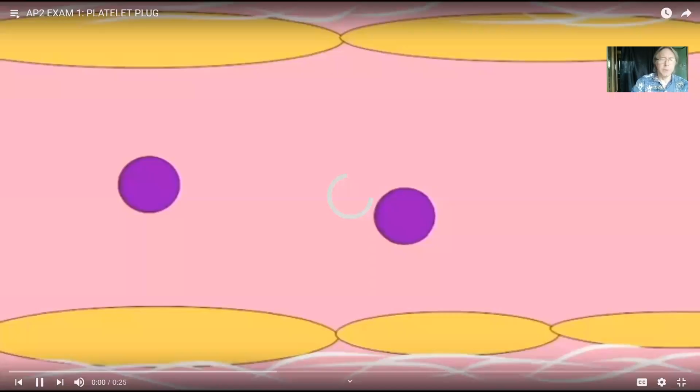Okay, let's now move to the platelets. Now, when I teach, I always tell my students, all right, watch the platelets because they're about to do something exciting. Everyone watches.